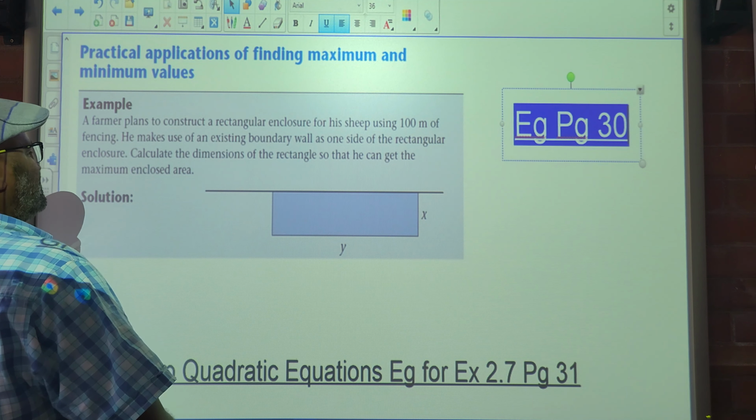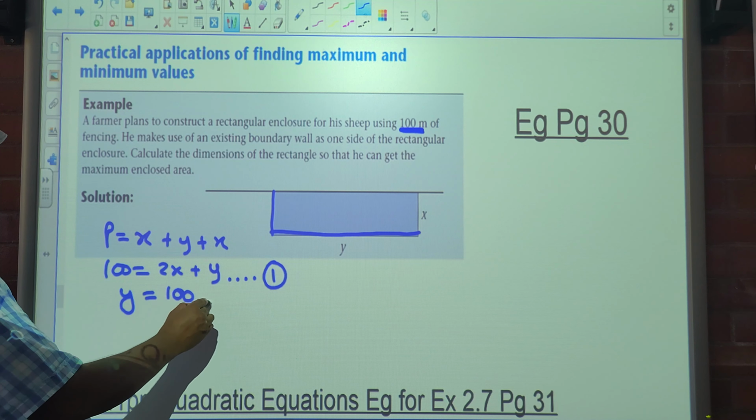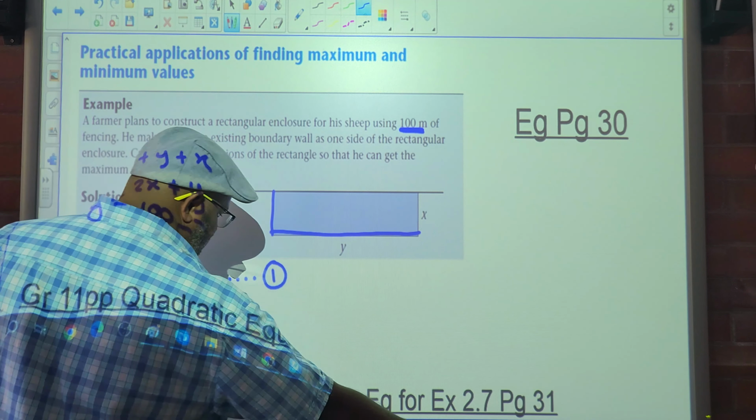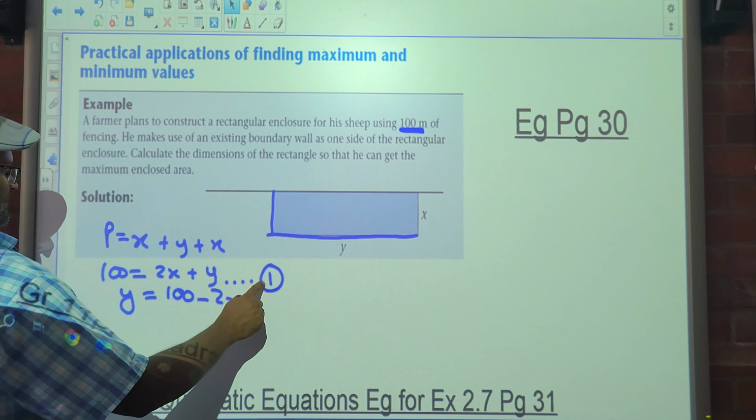But we know that we're going to make y the subject of the formula, so that we can have y in terms of x. That's the idea. You guys understand? Y in terms of x. So then y is equal to 100 minus 2x. That is equation 1. Or we can just say that's now the length of y.